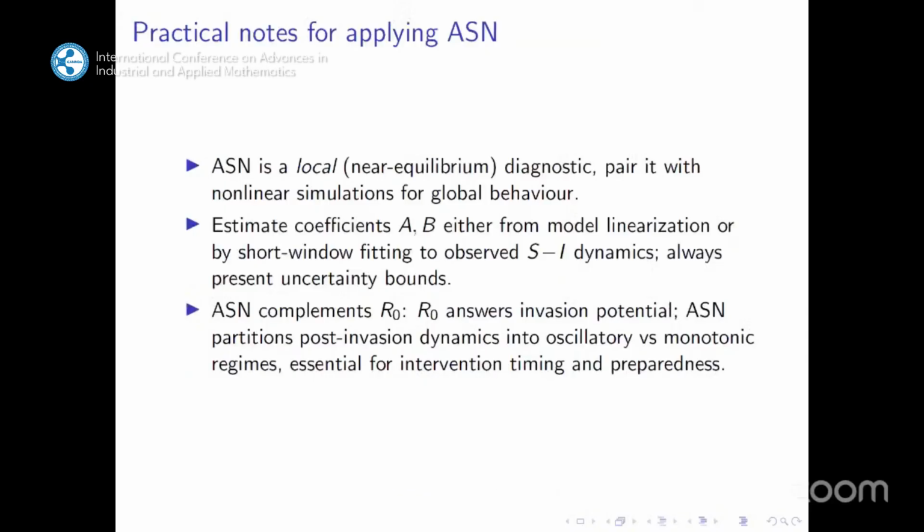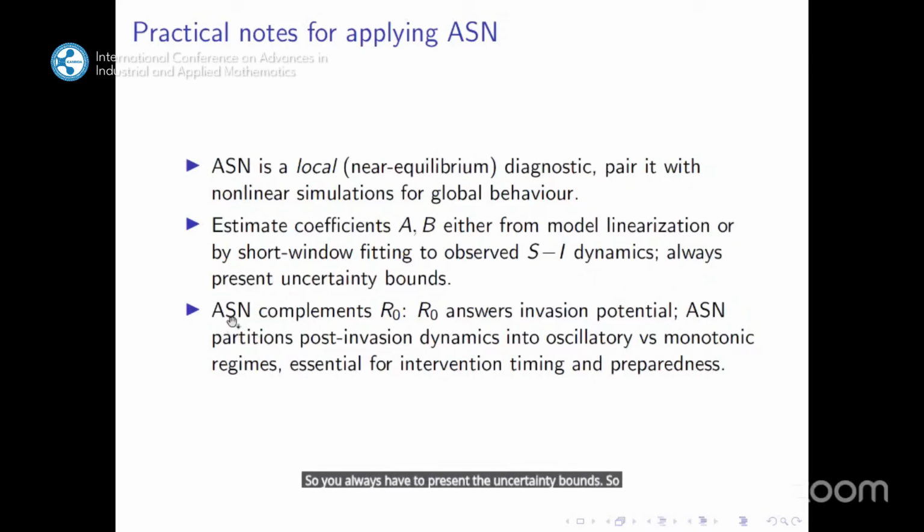All right, and then the practical notes for applying the Atangana strength number. Of course, the first one is that the Atangana strength number is a local diagnostic. You pair it with nonlinear simulations for global behavior, and you estimate coefficients A and B, either from the model linearization or by short window fitting of the observed compartments S and I dynamics. So you always have to present the uncertainty bounds.